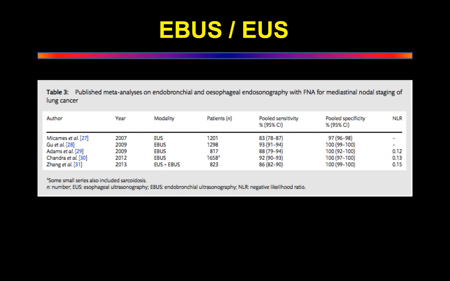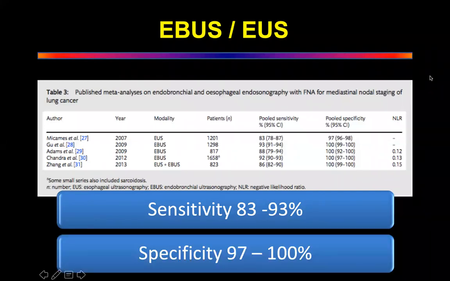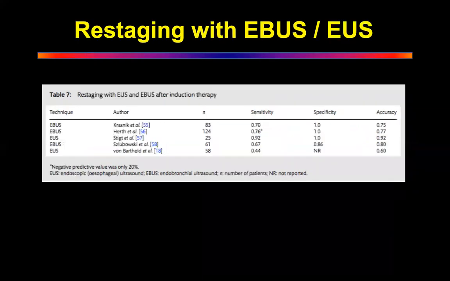So EBUS versus EUS, what is the stage? The sensitivity across the studies of EBUS and EUS is anywhere between 83 to 93%. EBUS is slightly more sensitive in the literature than EUS, but it is very, very much operator dependent, okay? The specificity is 97 to 100%. Remember these two, please write this down. EBUS slash EUS, the published literature meta-analysis. See, this is a meta-analysis. So the published literature meta-analysis suggests a sensitivity of 83 to 93% and a specificity of 97 to 100%. Just remember this by heart. This will be asked somewhere in the exam.